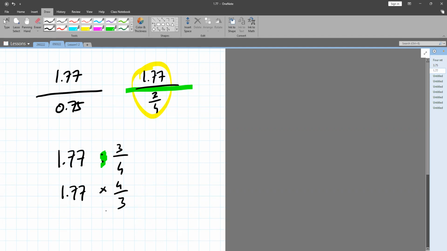Okay, so you divide 1.77 by 3. Now here's the thing. My suggestion is let's make 1.77 into a fraction. So what is 1.77 as a fraction? You have to make it a whole number. So 1.77, when you write it as a fraction, something divided by something, what is that?